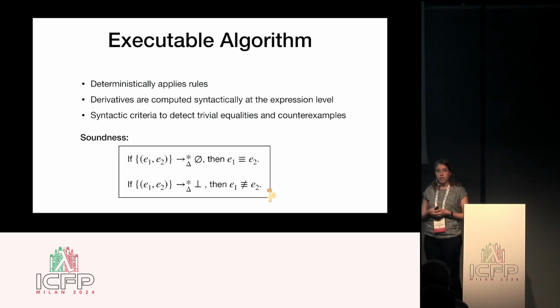And with this algorithm, we can then prove its soundness. This means if we start with the two initial expressions and end with the empty set, then we can conclude that the languages are equivalent. And if we find a counterexample, then we can conclude they're not equivalent. Unfortunately, as a note, this algorithm is not complete.